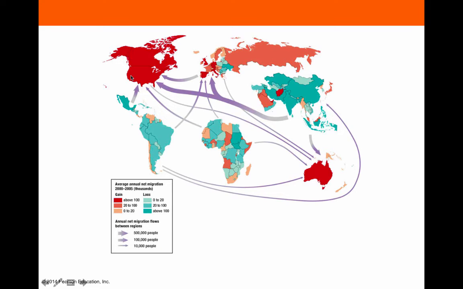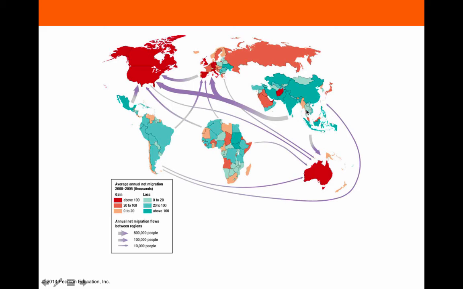So generally, like we said, people are coming in to North America. People are coming in to Oceania. People are coming in to most countries in Europe. And then we have a general out migration in Latin America, Africa, and then Asia. And you can see a lot of people in Asia are going to the United States.